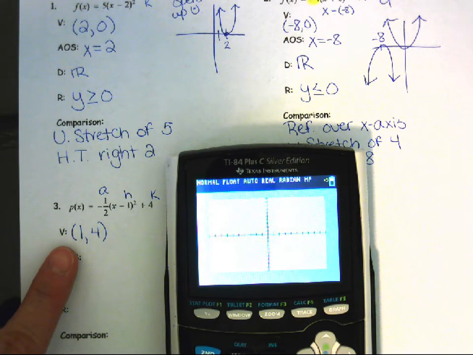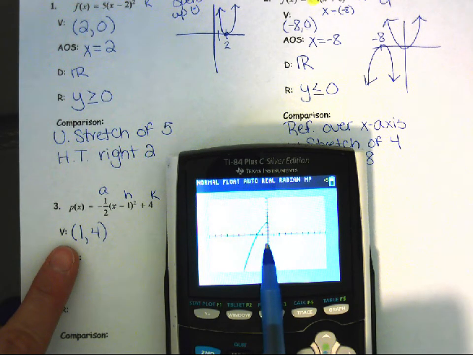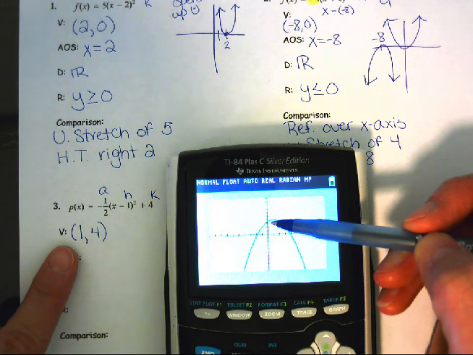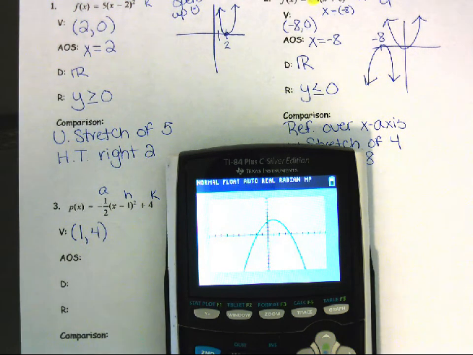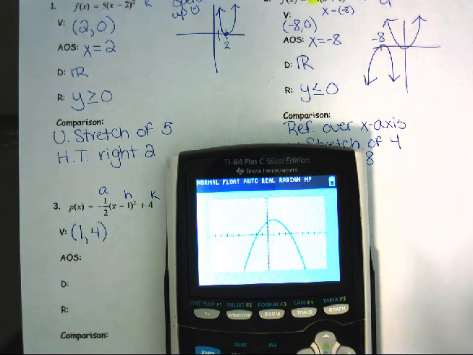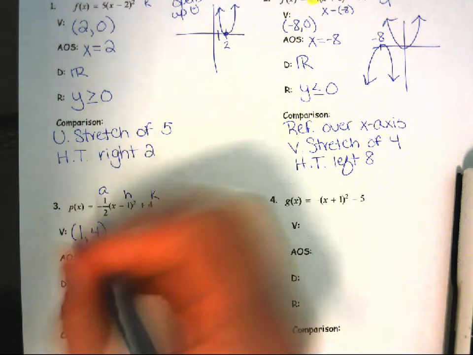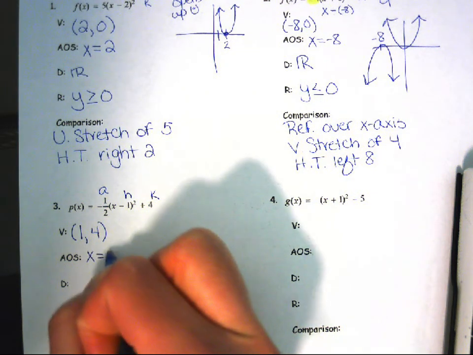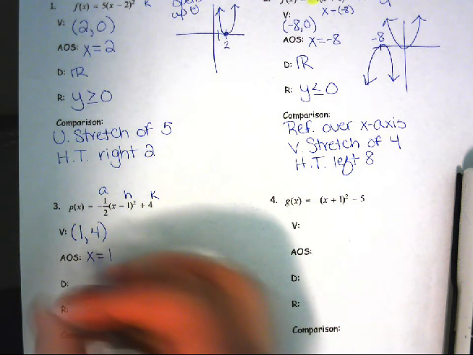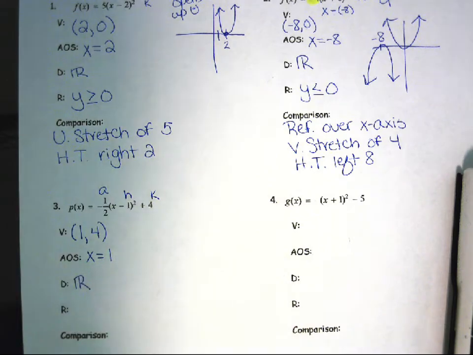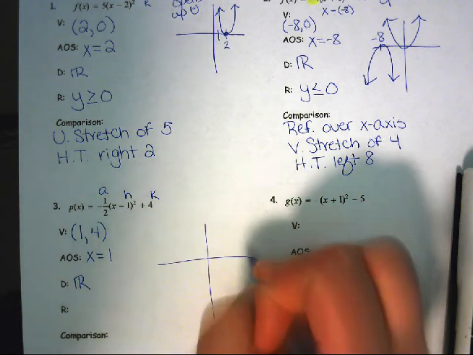Notice where that vertex is. 1, see how it shifted over 1? And then up 4. Sometimes I wish the graphing calculator would put a big old dot right there so you could actually see the vertex, but you just have to watch for it turning, all right? So now we've got our axis of symmetry, which is the x value. We've got our domain. And if we want to do our rough sketch, that will help us with our range.